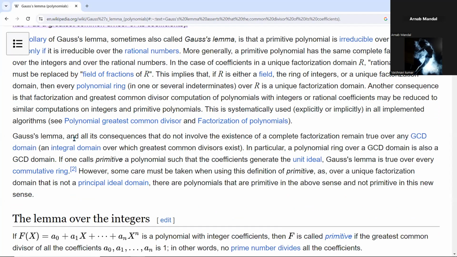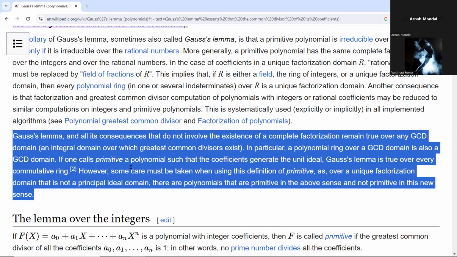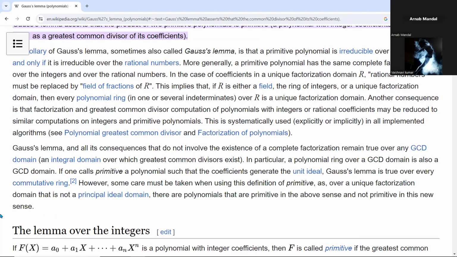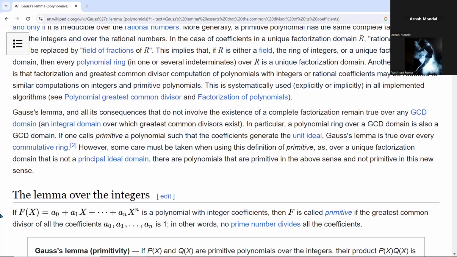So you should, Vaishnavi, you should look at it. I mean, what kind of things they're generalizing over GCD domains, because you never know. Sometimes you might be in a situation where GCD domains are available, but, sorry, UFDs are not available. It's very possible, very much possible.